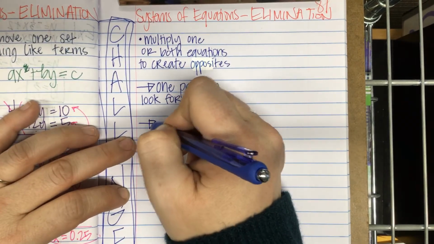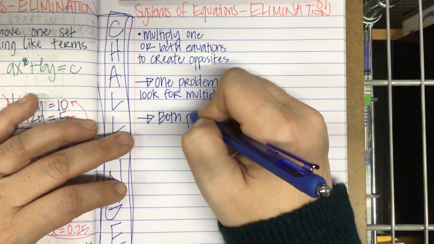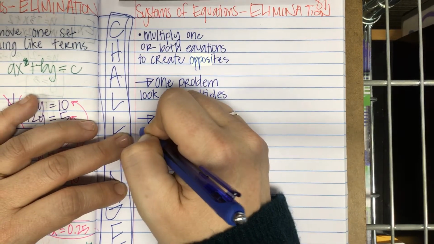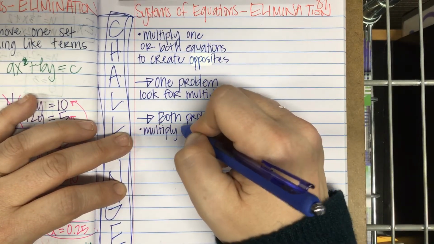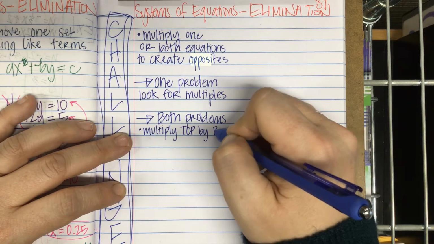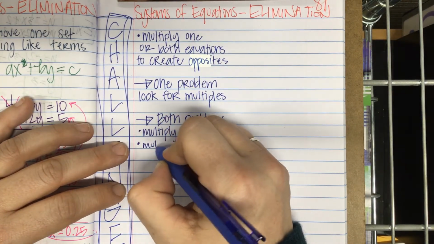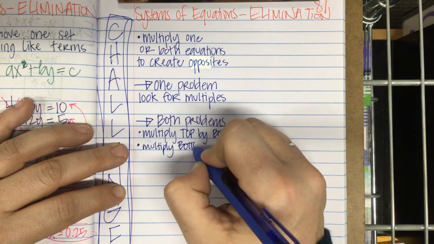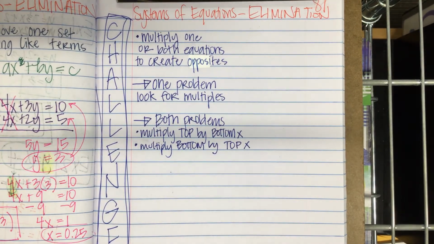If you can't find multiples easily, and you have to do both equations or problems, I suggest you multiply the top by the bottom x, and multiply the bottom by the top x. And I'll show you what that means.